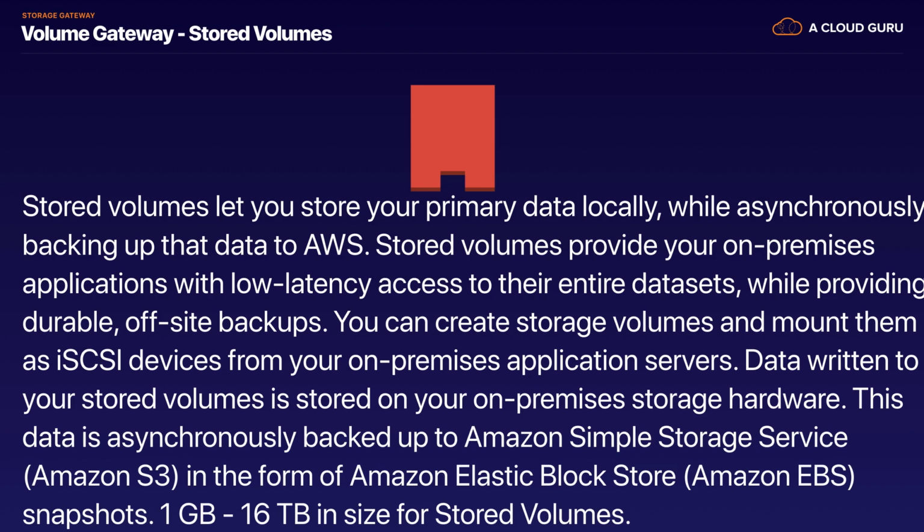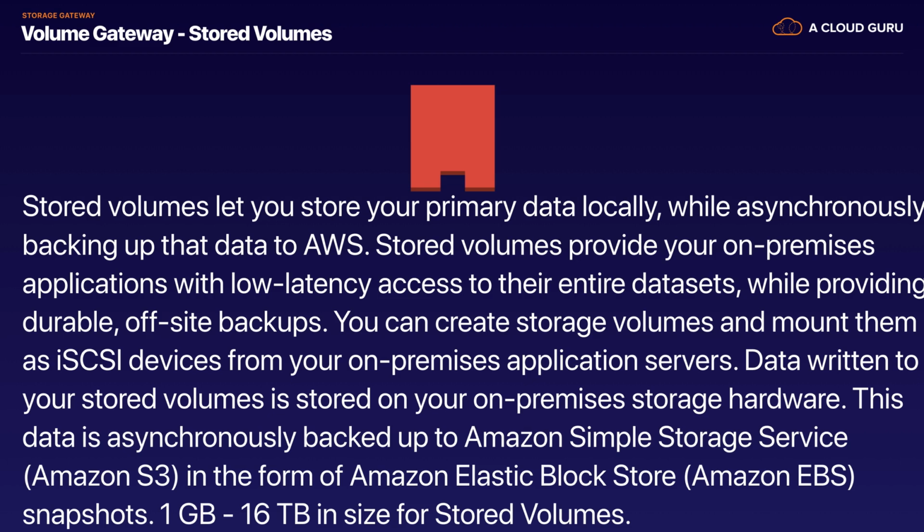So you always have a complete copy of your data locally in your data center, and it's backing that data up to AWS. And stored volumes provide your on-premise applications with low latency access to their entire data set. So with stored volumes, it's really important to remember that it's the entire data set. And it's going to provide durable off-site backups.